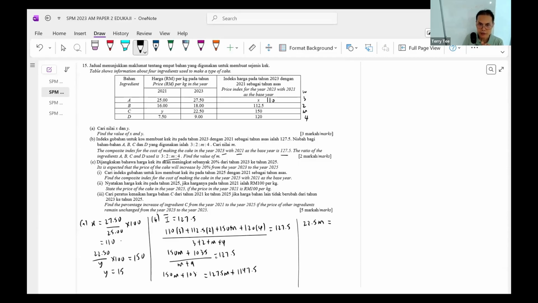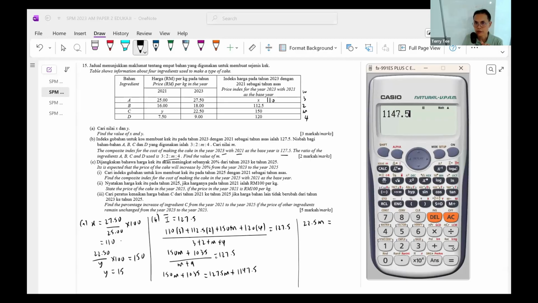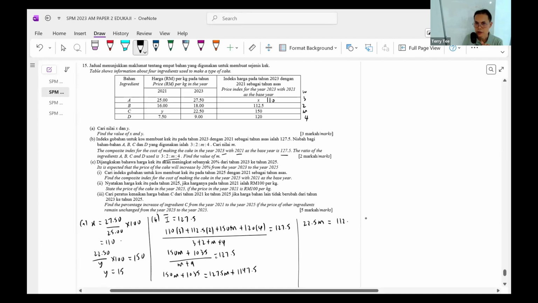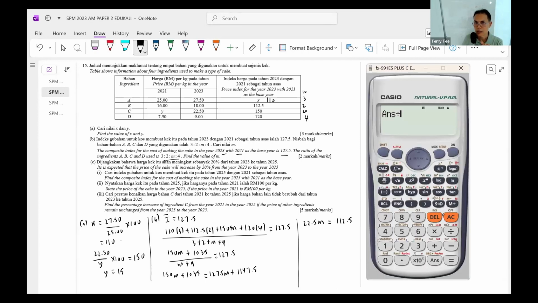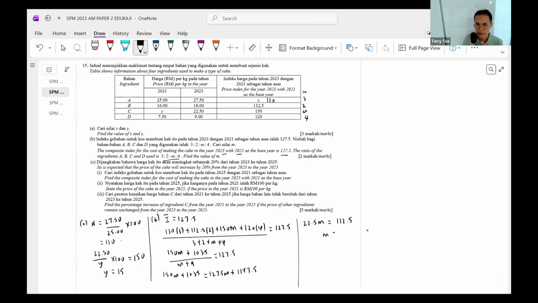So your 1035, if I bring over, right? Take 1147.5 minus the answer. You should get 12.5, divide by 22.5. You should get M equals 5.